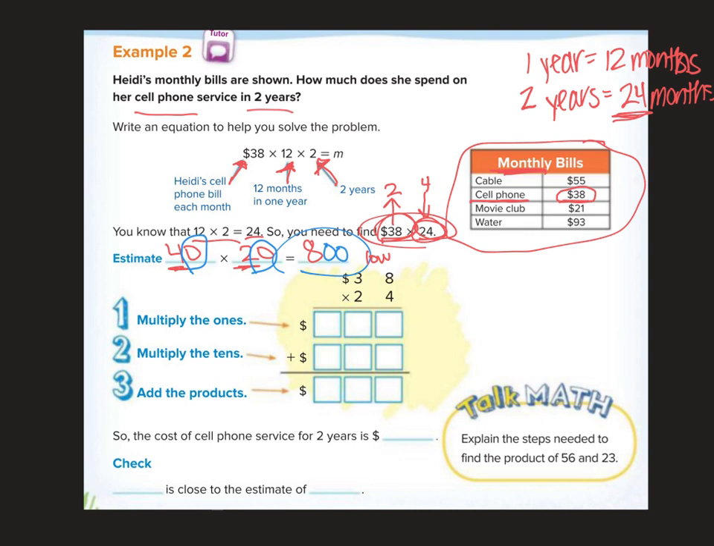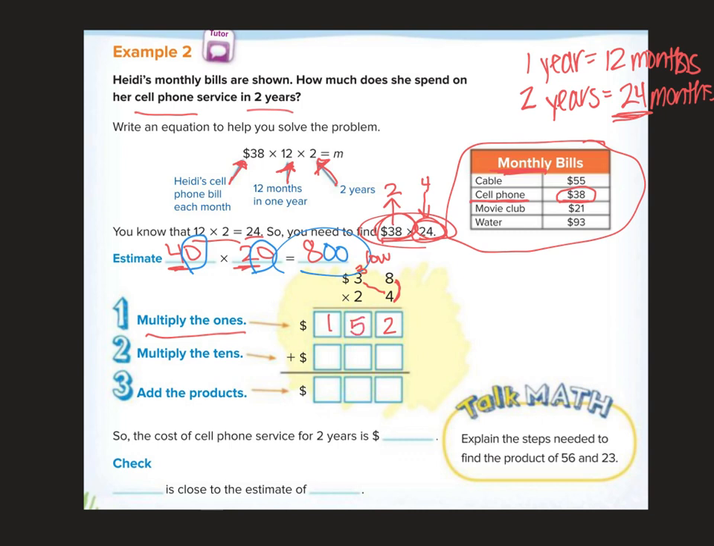Okay, so here we go. Multiply the ones. 8 times 4 is 32. 4 times 3 is 12. Plus 3 more is 15.